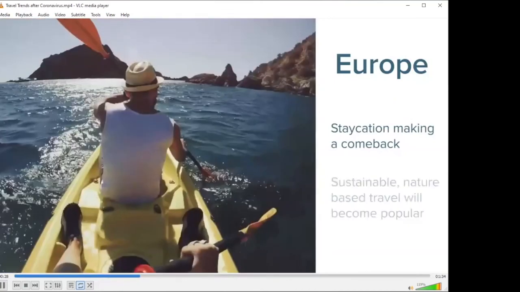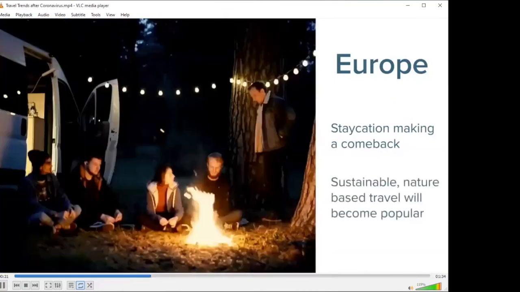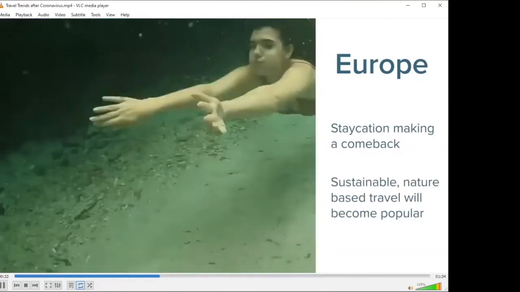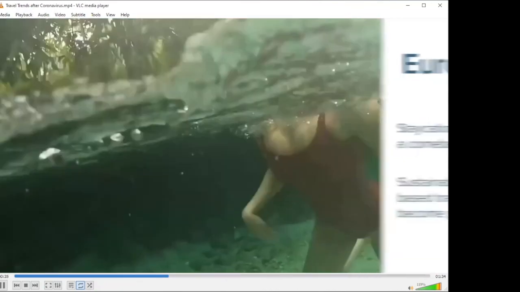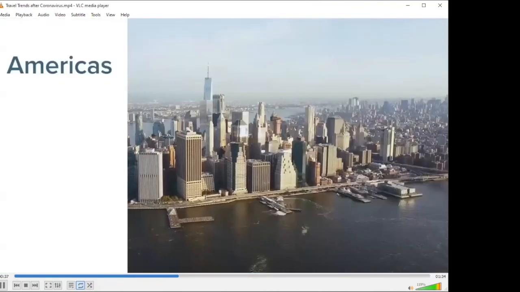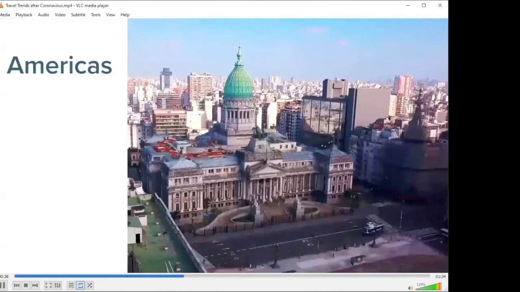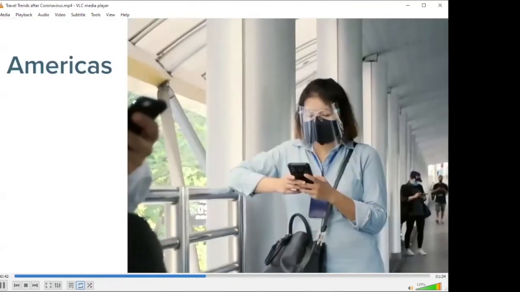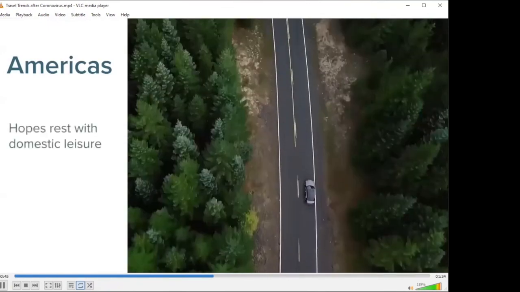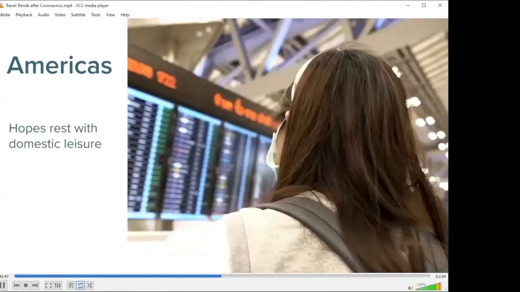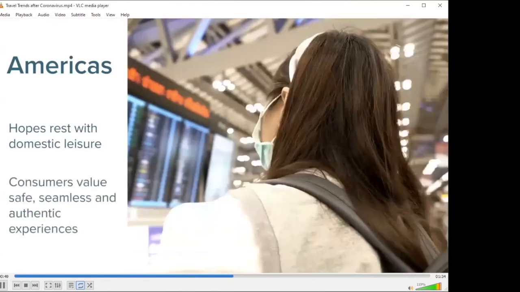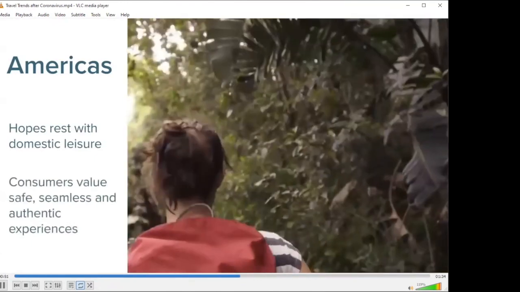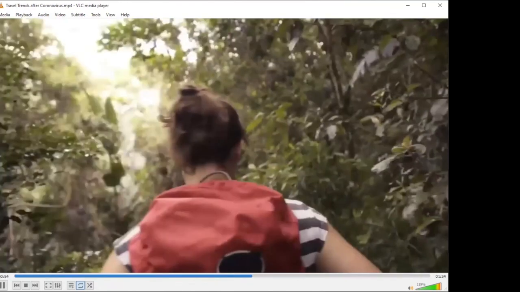In the future, sustainable, nature-based travel, such as camping, trekking, and wild swimming, will become more popular. The Americas were devastated by the pandemic, with some countries in Latin America the last to leave lockdown. Business travel was decimated, and hopes now rest with domestic leisure travel. Moving forward, consumers will value safe, seamless, and, most importantly, authentic travel experiences.